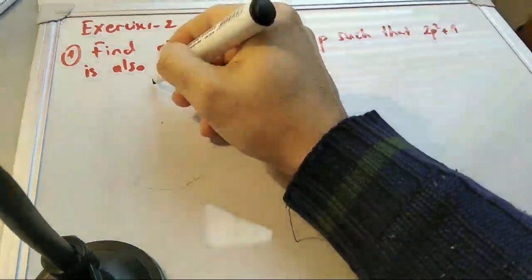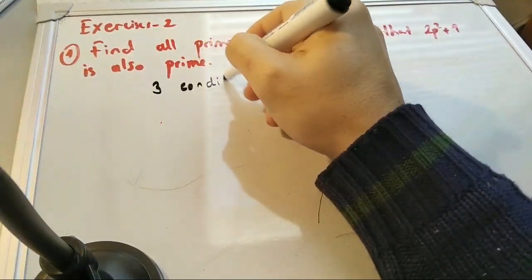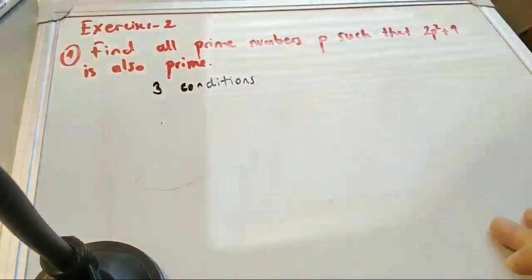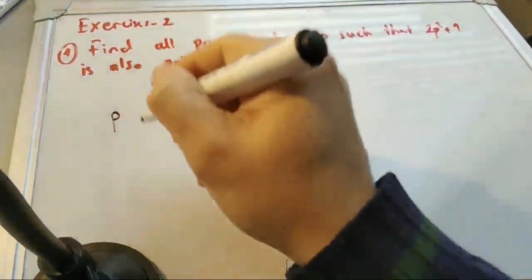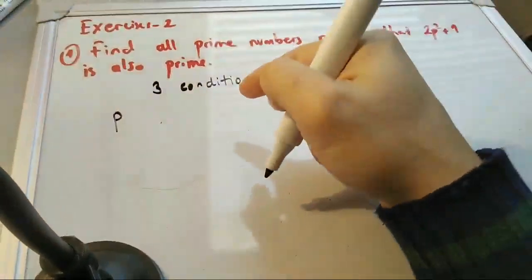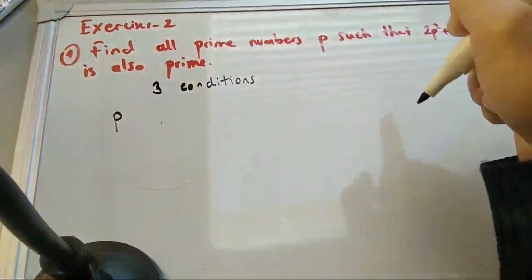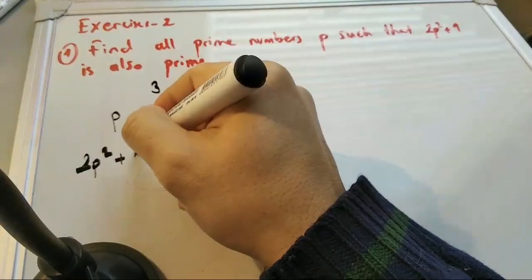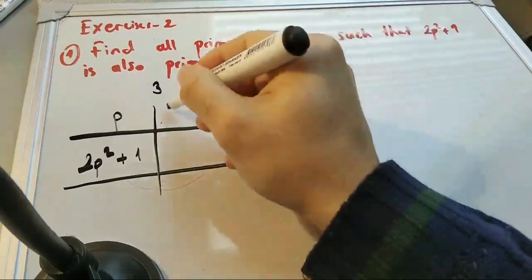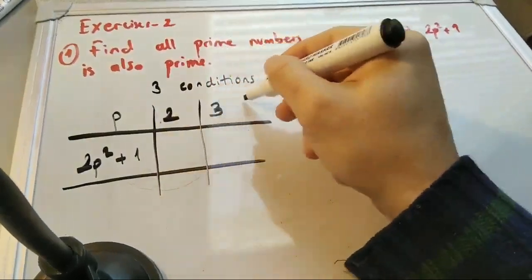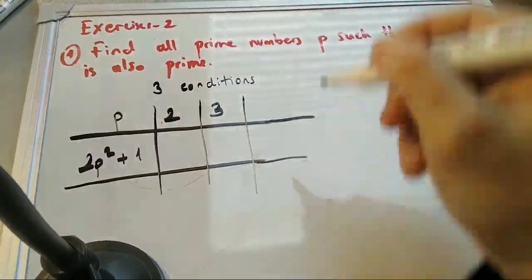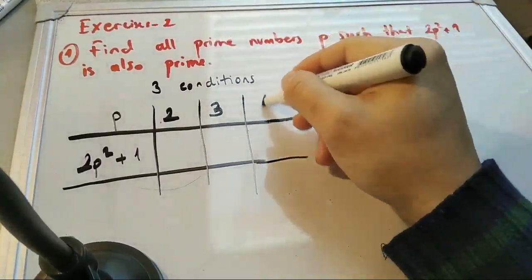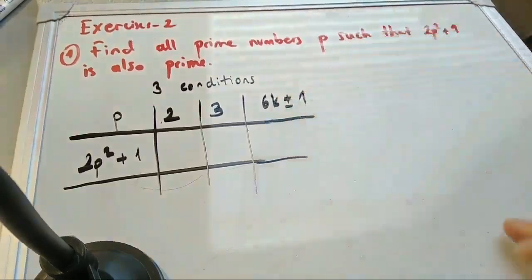As I said, 3 conditions, depending on p, the prime number. And in the question we have to find all prime numbers p for which 2p squared plus 1 is also prime. So p is 2, p is 3, and p is 6k plus minus 1.